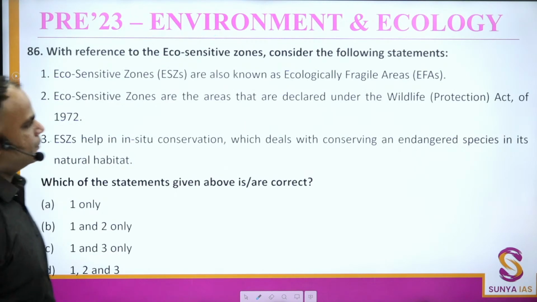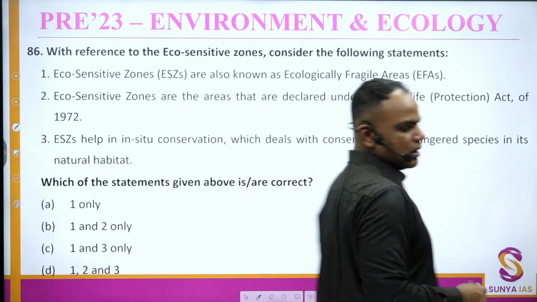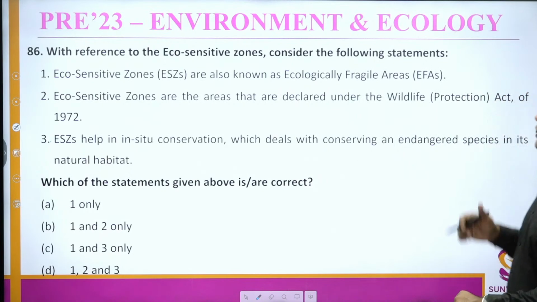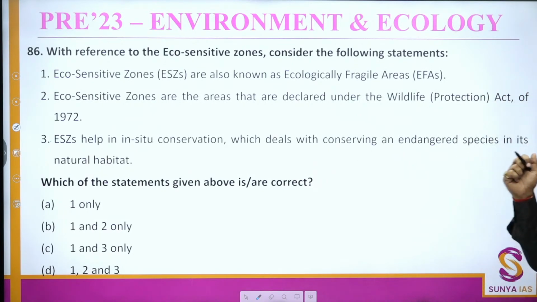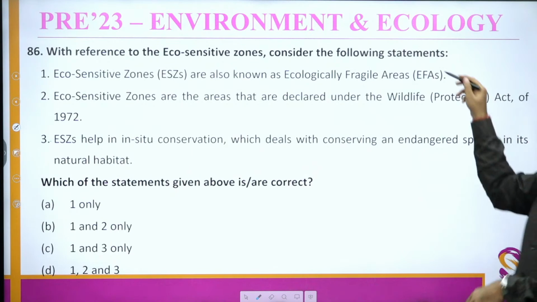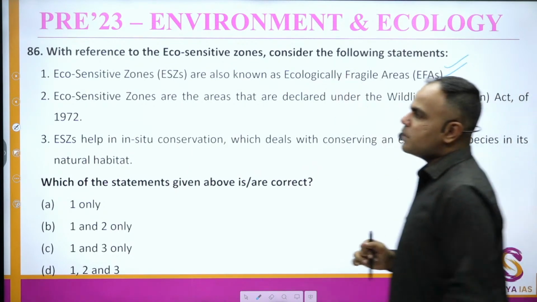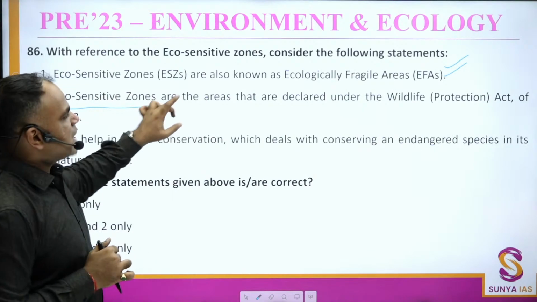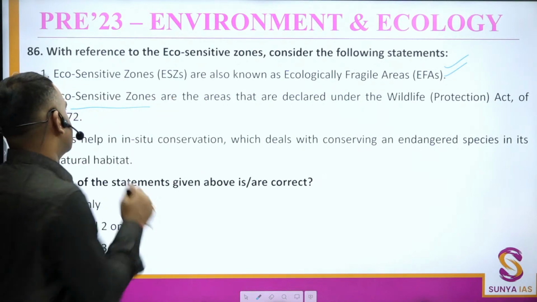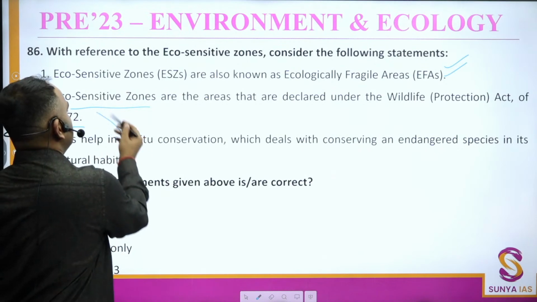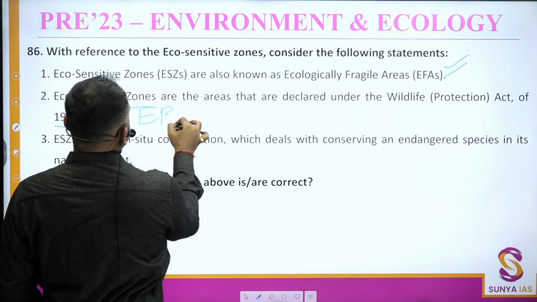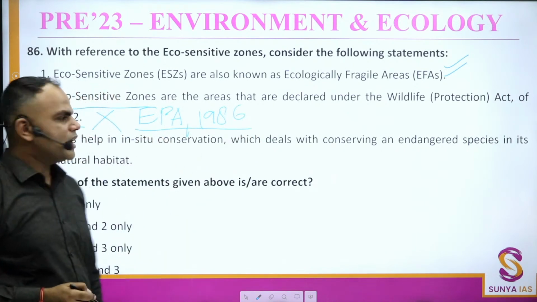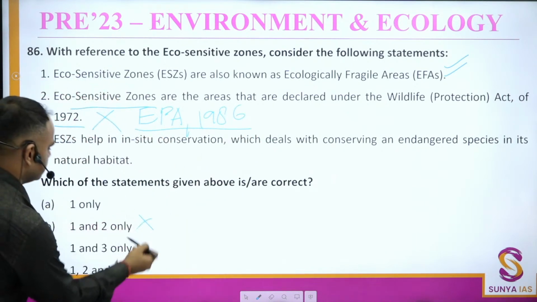The next question is on eco-sensitive zones. Eco-sensitive zones are also known as ecologically fragile areas. Absolutely true. Now tell me, statement number 2. We've already seen that at least 2 times now. Eco-sensitive zones are the areas declared under the Wildlife Protection Act of 1972. No. These are declared under the Environment Protection Act of 1986, isn't it? So 2 is wrong.